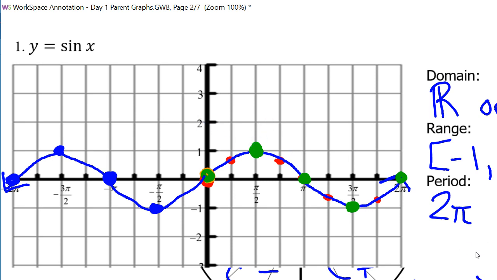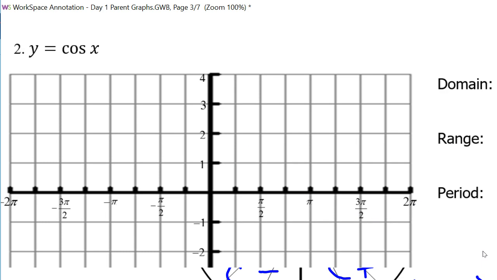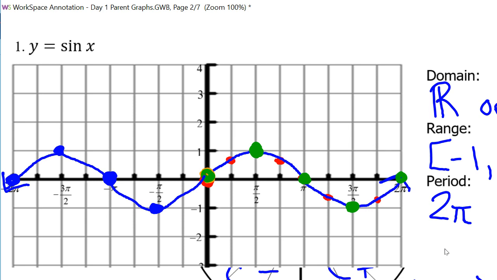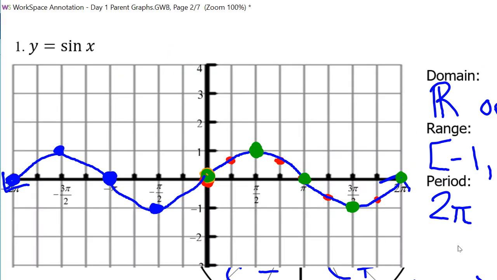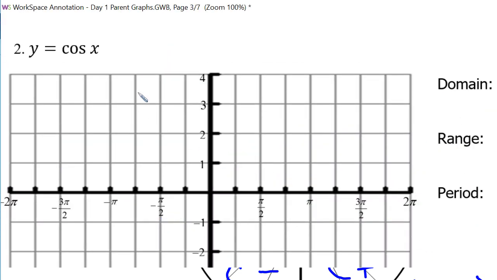Now after sine, we have cosine. So for the cosine, going back to my unit circle, cosine is going to be the first value in each of those ordered pairs. So looking at 0, what is the cosine of 0? Here's 0 right here. Cosine is what? 1. So at 0, it goes up to 1.